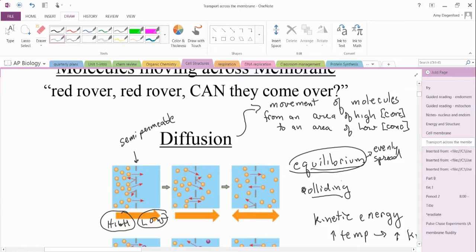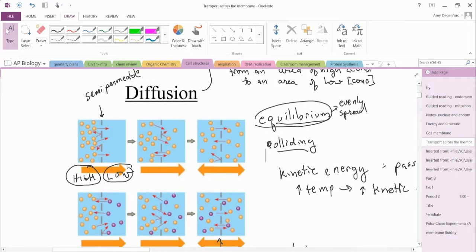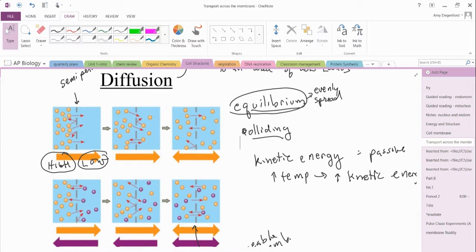And they're doing this because they're colliding into each other, and they're colliding into each other because they have an inherent kinetic energy. Now that means that this is a passive process. You don't need to make this happen. They have energy because they're molecules, they're moving.